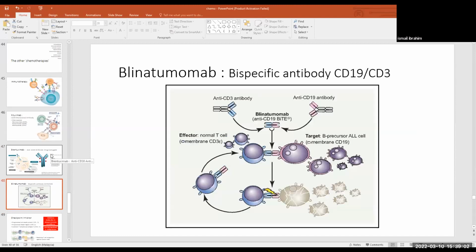Blinatumomab is also an antibody, but it's a bispecific. Rather than inducing apoptosis or cell death by binding to the cell, what it tends to do is bring the cancer cell closer to a cell that is going to kill the cancer. Yeah, so it's a very interesting antibody.